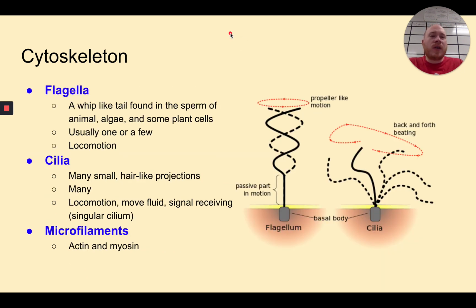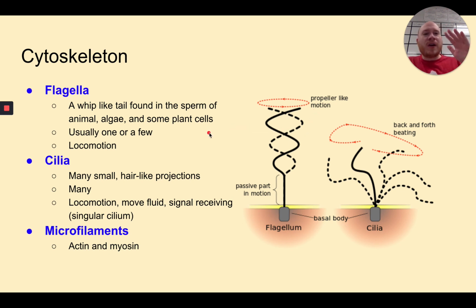Other pieces of the cytoskeleton you should be aware of are the flagella, which is a whip-like tail found in sperm of animals, algae, and some plants. An example of a plant that would have a sperm is ferns. There's usually only one or a few on a cell, and they're used for locomotion. There's some really interesting data coming out where originally it was thought that sperm swim like a fish swims, but now we're finding out that they spin. If you look at this diagram, flagella actually spin in a circle, and that's how the organism moves, not the organelle.